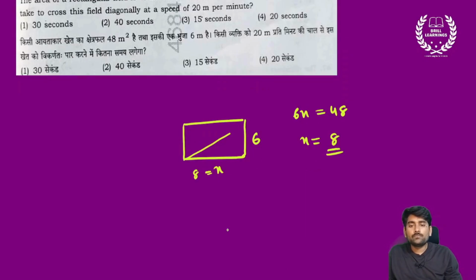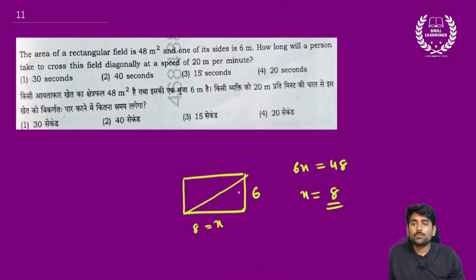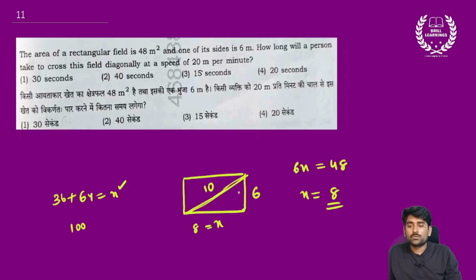Now, if a person crosses the field diagonally, that means we need to find the length of the diagonal also. So what is the diagonal here? As per the triplet concept, here we will get 10. Why? Because if you apply Pythagoras, 36 plus 64 is equal to diagonal square. 100 is equal to x square. x is equal to 10 here. So it is 10 meters, right?